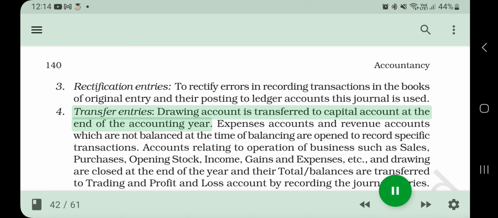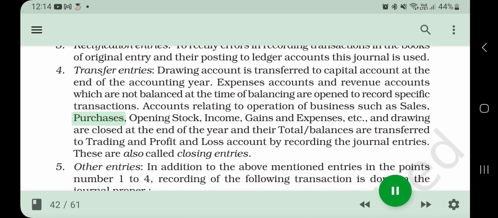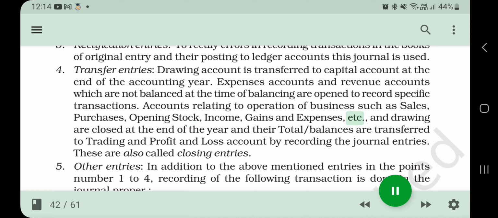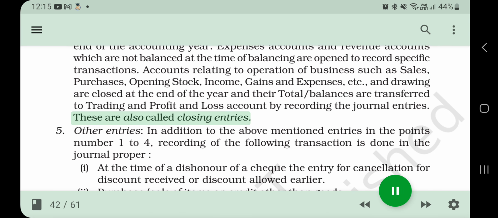Drawing account is transferred to capital account at the end of the accounting year. Expenses accounts and revenue accounts which are not balanced at the time of balancing are opened to record specific transactions. Accounts relating to operation of business such as sales, purchases, opening stock, income, gains and expenses, etc. and drawings are closed at the end of the year and their total balances are transferred to trading and profit and loss account by recording the journal entries. These are also called closing entries.